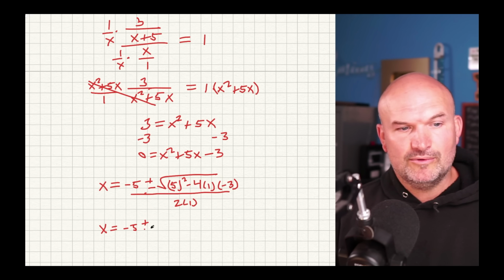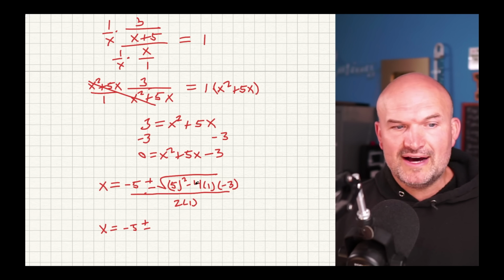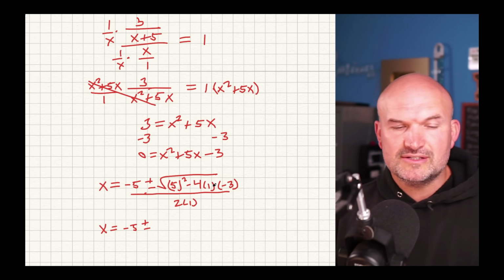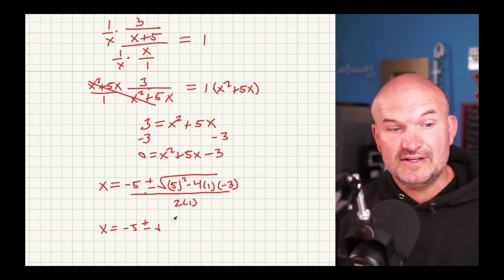All right, let's go and see what we get here. So 5 squared is 25. Negative 4 times negative 3 is a positive 12. 25 plus 12 is going to be 37. Square root of 37 divided by 2.